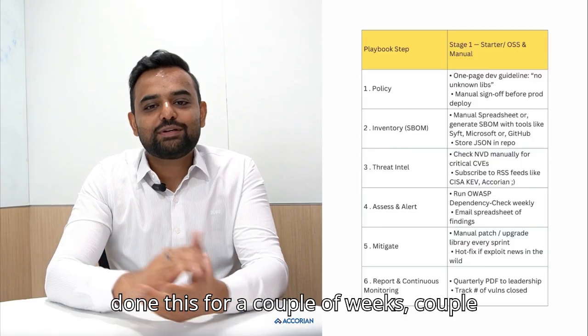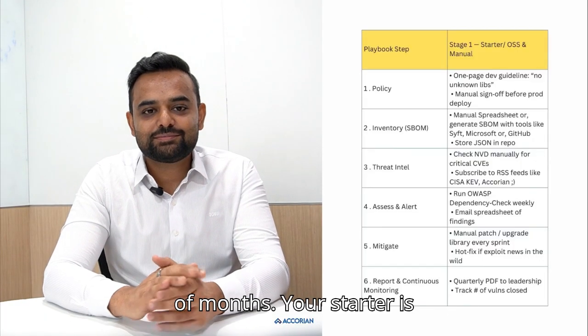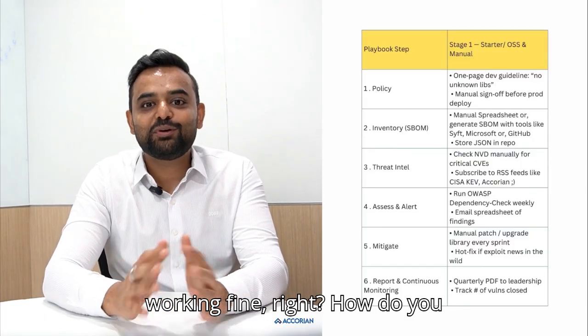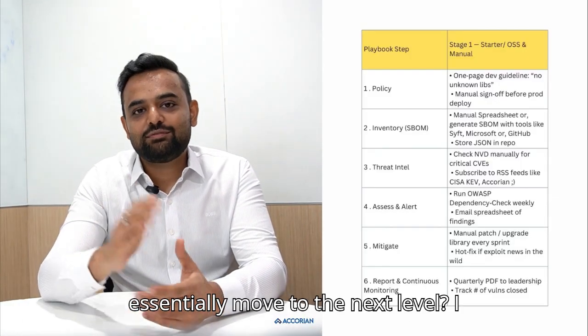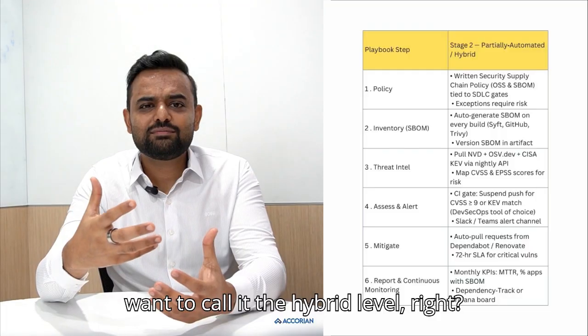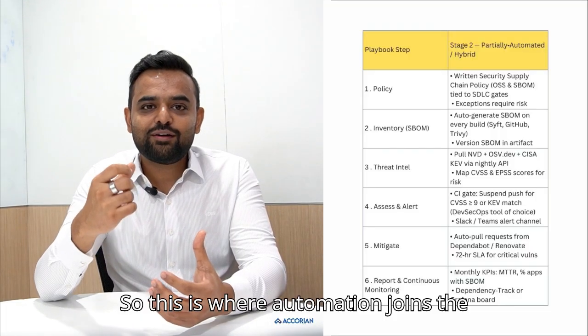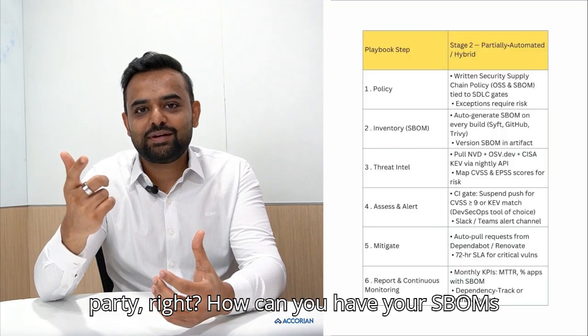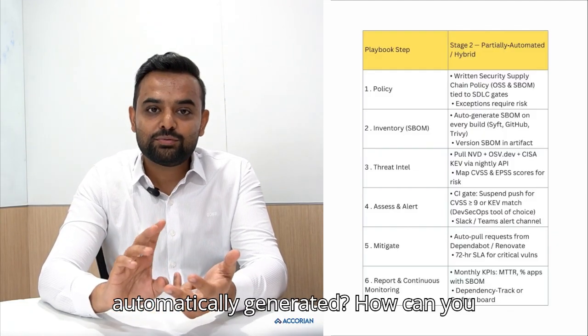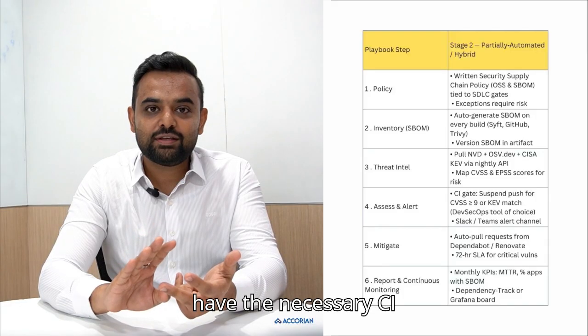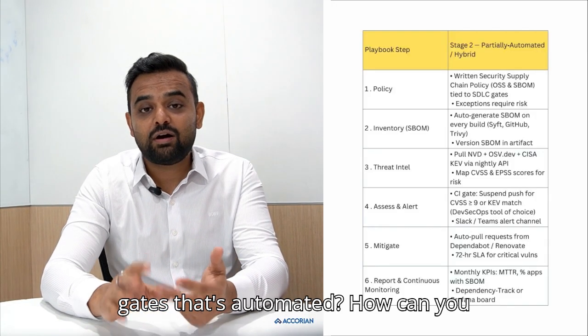So now you've done this for a couple of weeks, couple of months, your starter is working fine, right? How do you essentially move to the next level? I want to call it the hybrid level, right? So this is where automation joins the party, right? How can you have your SBOMs automatically generated? How can you have the necessary CI gates that's automated?